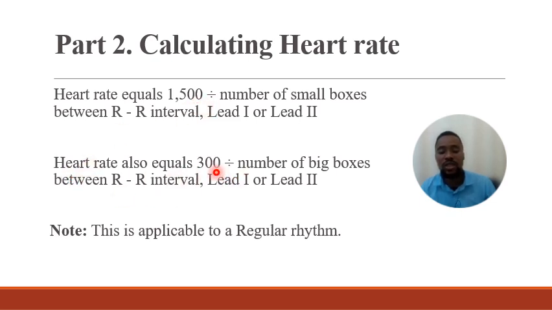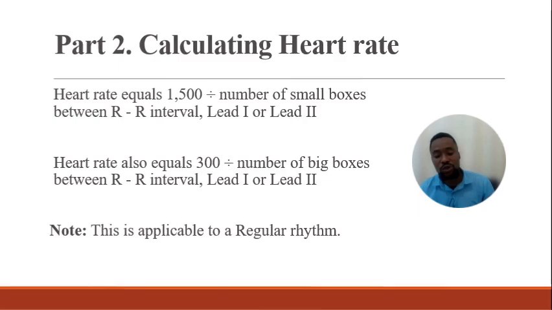So here we are using 300. That's because 5 big boxes equals 1 second, so 5 times 60 will give you 300. Just narrow your mind down to this. You can play back the video to be able to understand what I was saying. So 300 divided by the number of big boxes between the RR interval gives your heart rate. So this is applicable to regular rhythm only.